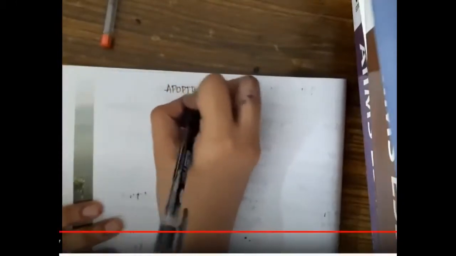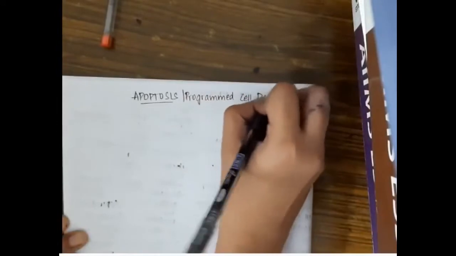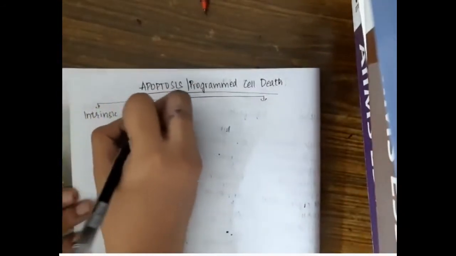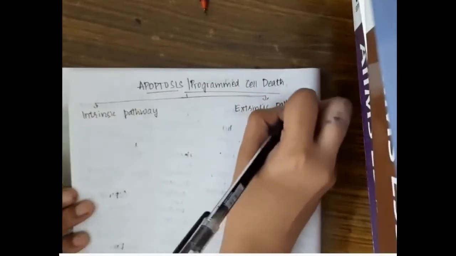Hello friends, let us now learn some important points about apoptosis or programmed cell death. Apoptosis or programmed cell death can occur due to two types of pathways: one, the intrinsic pathway, or two, the extrinsic pathway.